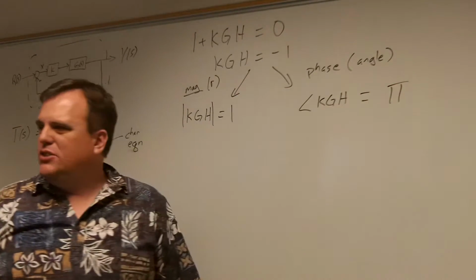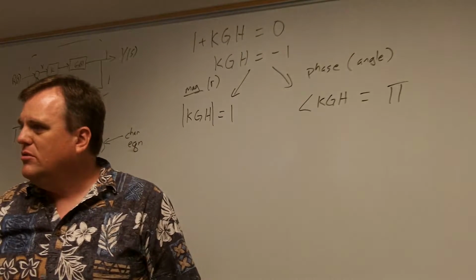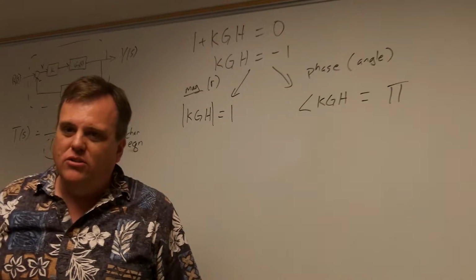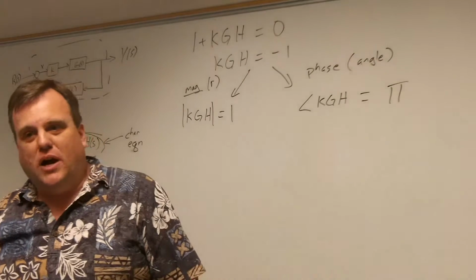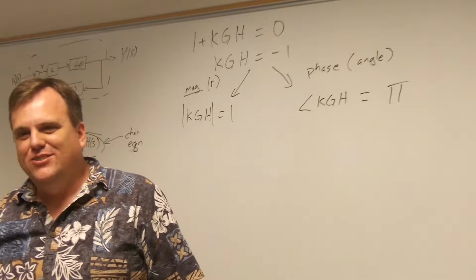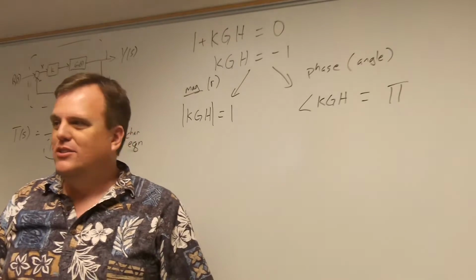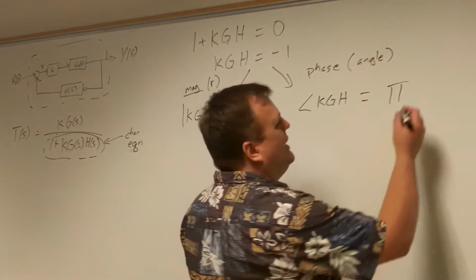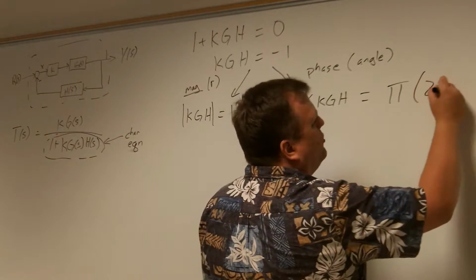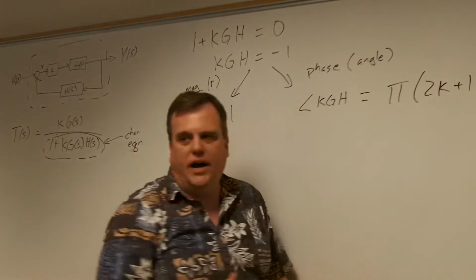But isn't it also 3 pi? Yeah. And 5 pi? Okay. What about minus pi? Yes. Okay, it's not absolute value. k pi. Well, not k in the sense of that, but any integer. Okay, so you have to actually really say this is (2k plus 1) times pi.